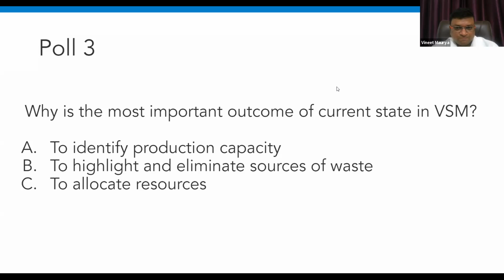Okay, I'll end the poll. So the actual answer is: the most important outcome is to highlight and eliminate the sources of waste. We have around 70% people who are correct. One person has said to identify production capacity, and one is saying to allocate resources. So the answer is to highlight and eliminate sources of waste so that we can make a future state map and then reduce our waste. Let me share the results.